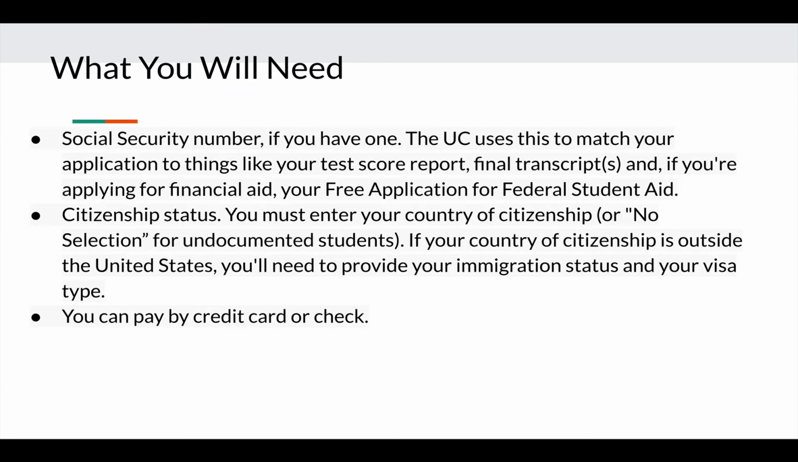You will also need your Social Security number, if you have one. The UC uses this to match your application to things like your test score report, final transcripts, and if you're applying for financial aid, your free application for federal student aid.